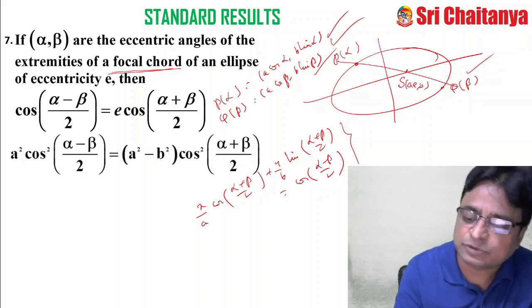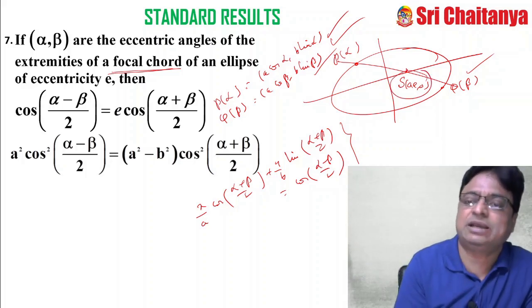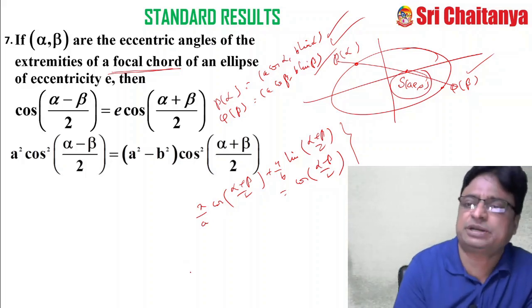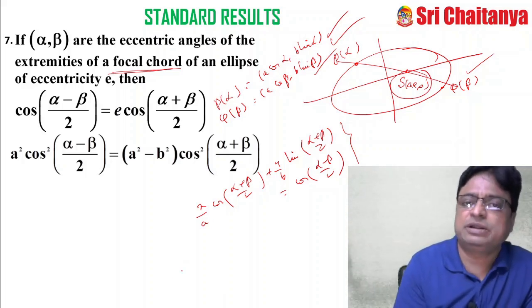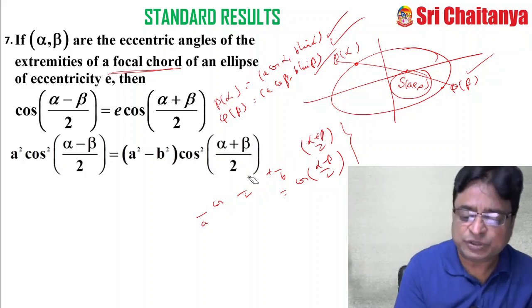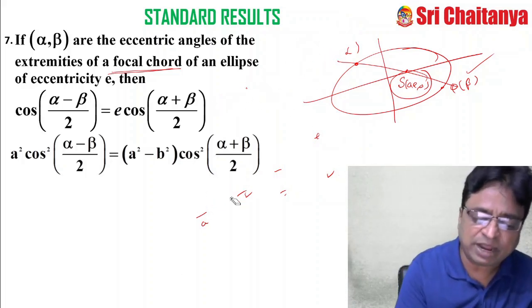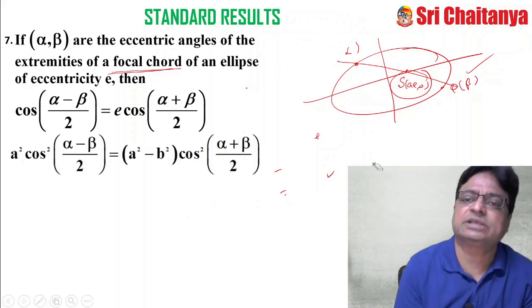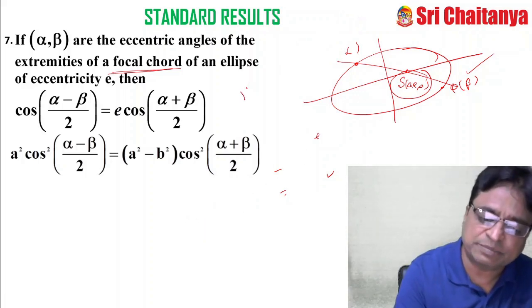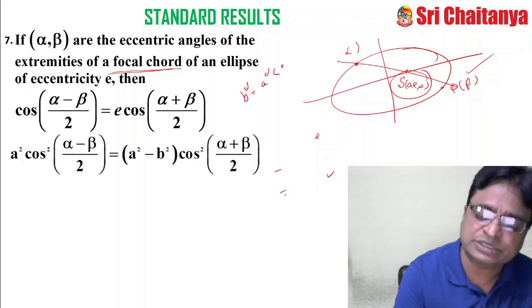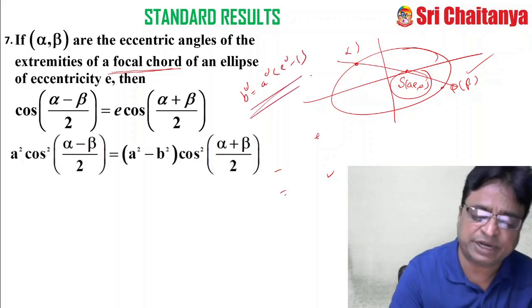But it is a focal chord. So it passes through where? Yes, ae comma 0. Now substitute ae comma 0 here. Immediately you will get the result. So if you get the first result, then getting the second result is nothing for you. Why? After squaring it, you will get the answer. And moreover, you know the relation b square is equal to a square into (1 minus e square). Whenever it is required, you write it.